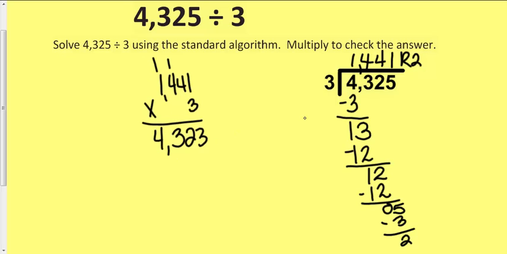Okay, I'm going to look over here. Oops, I'm not getting the same thing, because remember, I have to add back my remainder. I'm going to add 2. And that gives me 4,325, which is my original number, so it does check out. Okay, this is the strategy that we're going to be using today.